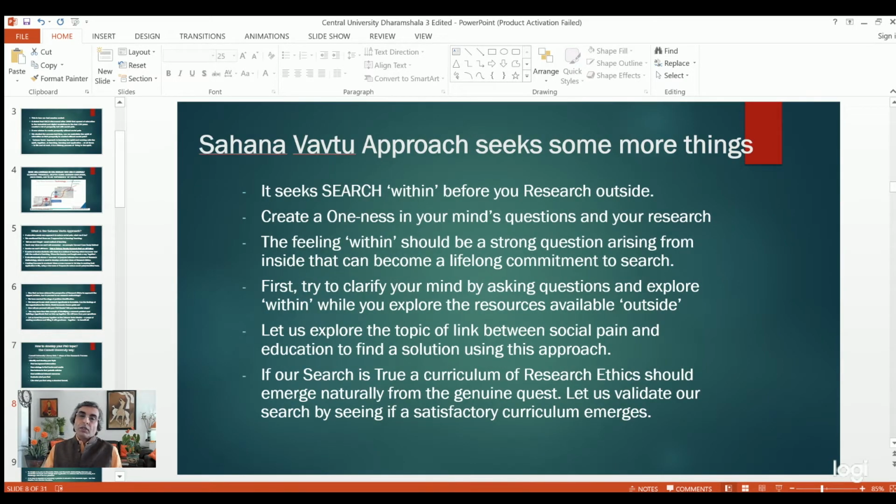This Sahana Vavatu approach looks at all these things that Cornell is saying, but seeks some more things. It seeks to search within you before you research outside, which means it creates a oneness in your mind's questions and your research. This is broadly true. You always do this. But what we are saying is that the Sahana Vavatu approach goes further by saying that the feeling within should be a strong question arising from inside you in a manner that you are sure that this can become a lifelong commitment to self. Therefore, the first step is to clarify your mind by asking questions and explore within yourself while you are exploring the resources which are available outside, as Cornell has listed.